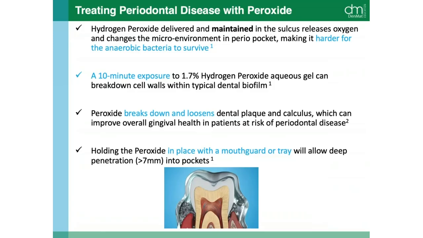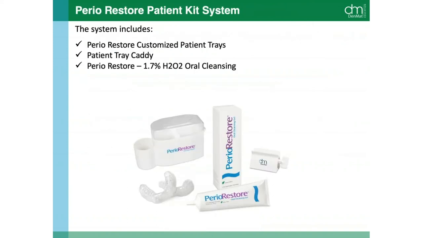Another adjunct that we use is peroxide. So we know that hydrogen peroxide delivered and maintained in the sulcus decreases the ability for anaerobic bacteria to survive. And that sweet spot is generally about a 10-minute exposure. We have the percentage that they've researched and found what works. So what's great is DenMat has an offering for that as well, for these patients who really have perio, aggressive perio, or maybe their compliance may not be as good.